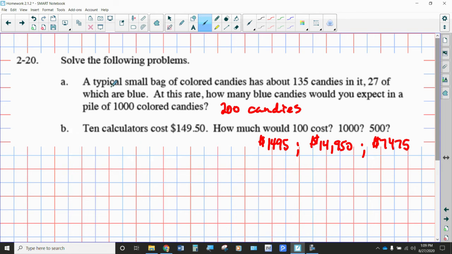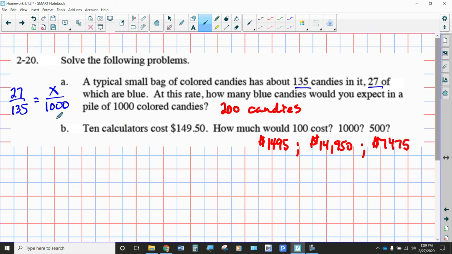All right, solve the problem. A typical small bag of colored candies has 135 candies in it, and 27 are blue. Okay, so if I were to write that ratio, 27 out of 135 are blue. At this rate, how many blue candies would you expect if you had 1,000?